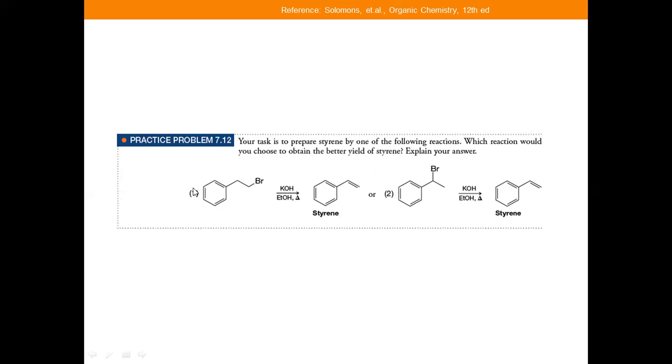Because this styrene here can promote electrostatic repulsion with the approaching base. So in one position there is less repulsion when we abstract. Is it number one or number two? Number one. Number two. So number one.